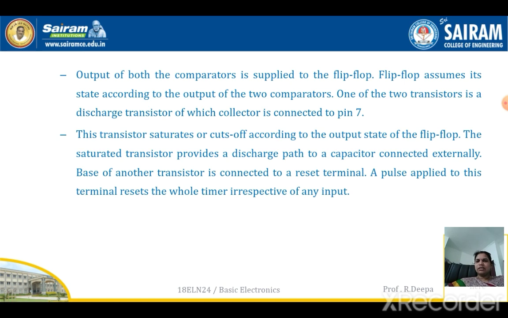One of the two transistors is the discharge transistor, whose collector is connected to pin 7. This transistor saturates or cuts off according to the output state of the flip-flop. The saturated transistor provides a discharge path to a capacitor connected externally. The base of the other transistor is connected to the reset terminal. So whenever you want to reset the 555 timer, you can directly give an input to the reset terminal. Thereby, irrespective of the other inputs, the reset terminal resets the whole timer.